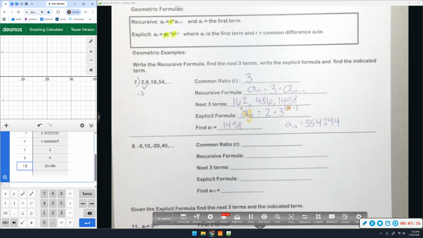Okay, so knowing that, I want y'all to try the next one. I'm going to write here fast, while we're trying the next one.